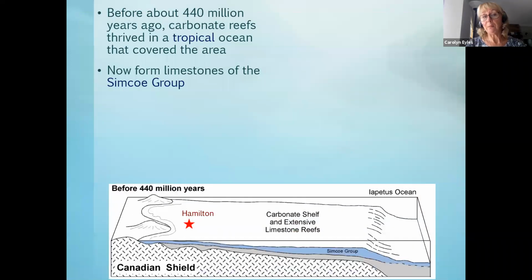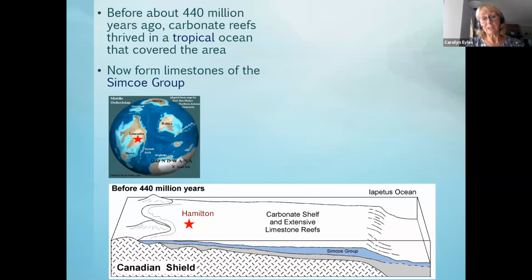So let's go back in time and think about what the environment around Hamilton, I'm focusing mainly on Hamilton, looked like sometime before 440 million years ago. Very different paleogeography we had at this time. Hamilton, as you can see, was sitting close to the shoreline of the Canadian Shield, and over to our east was an open ocean. It was called the Proto-Atlantic Ocean, the Iapetus Ocean. It was a big, wide ocean, and in that ocean was accumulating the remains of animals and organisms that lived in the ocean, and there were extensive carbonate reefs, and limestone was forming at this time.